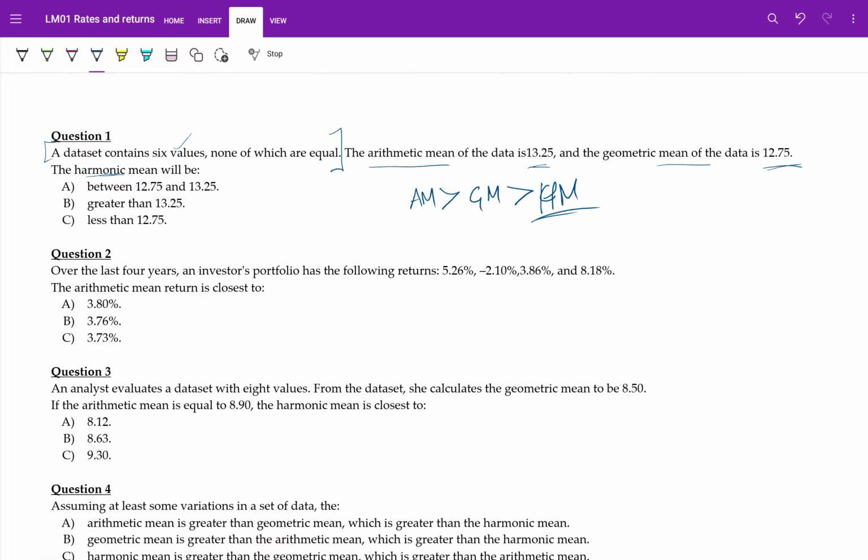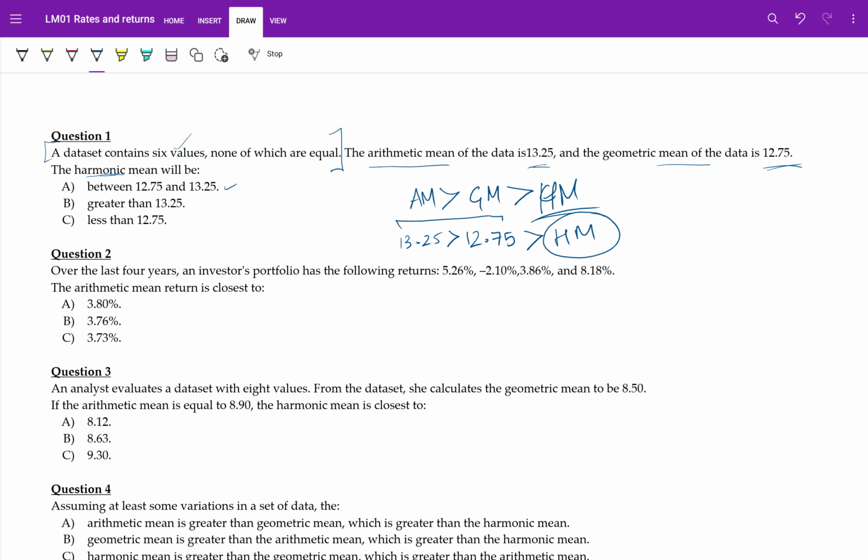The arithmetic mean is 13.25. The geometric mean is 12.75. And for the harmonic mean, we need to identify what it should be. In between, we have options. We have three options: 12.75 and 13.25.